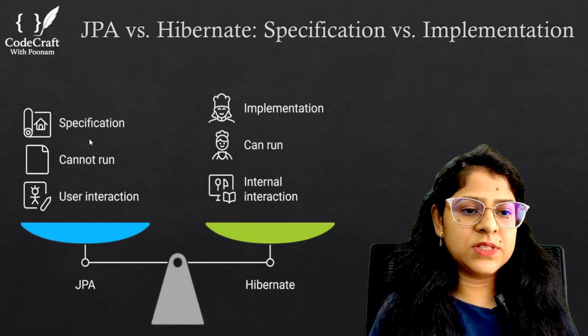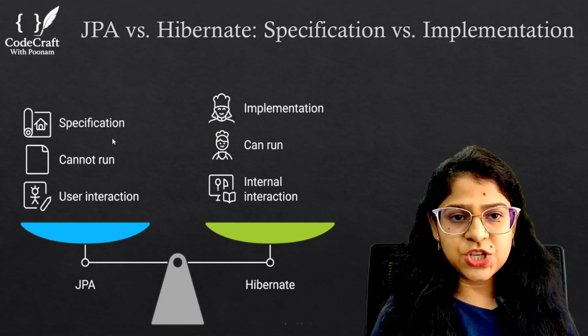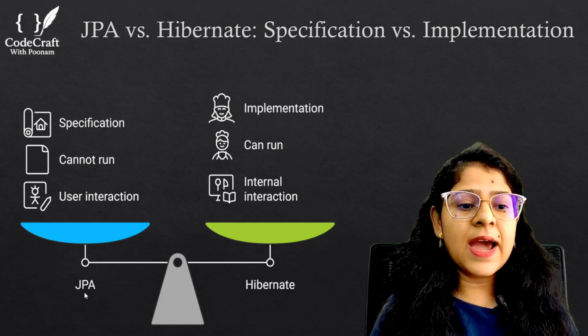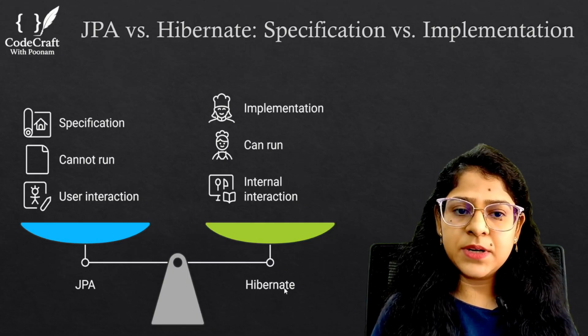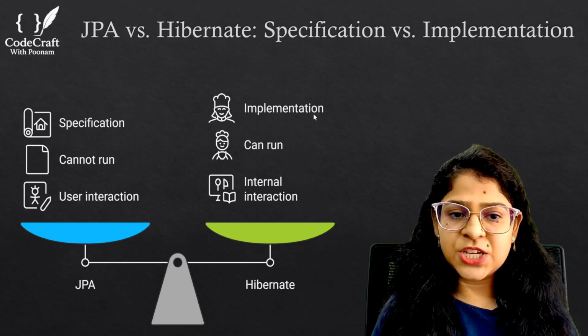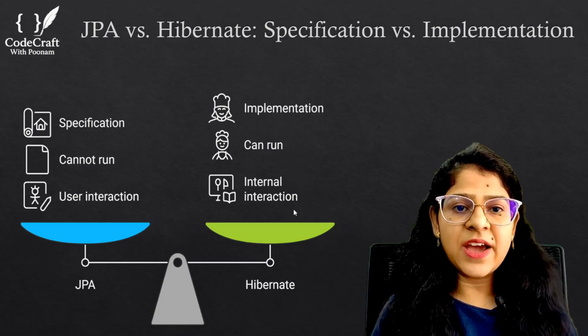So here we have JPA and here we have Hibernate. JPA is a specification. It cannot be run, and JPA is used for the user interaction. Whereas Hibernate is an implementation. It can be run and it is used for the internal interaction.